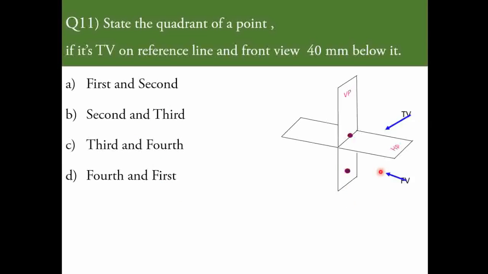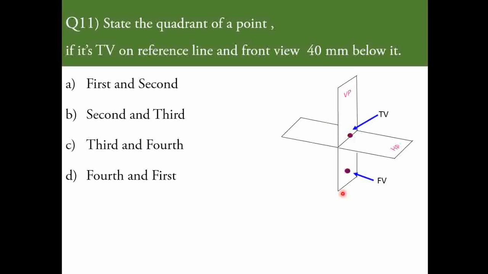So when we observe, this is the top view and this is the front view. Means front view is always observed from this direction and top view from the top side. Okay, means here, if one of the views is on the reference line, then definitely that point will be present in one of the planes, either in VP or HP. Okay, that is the key factor that you have to remember.